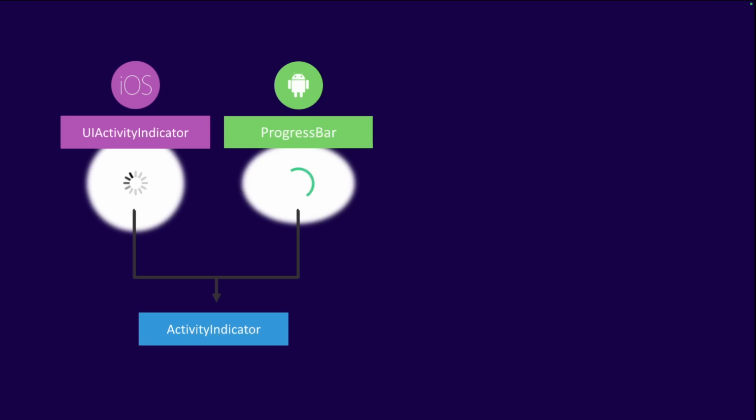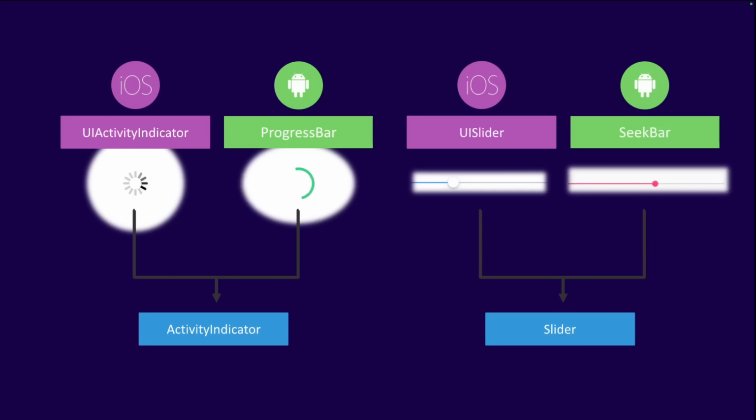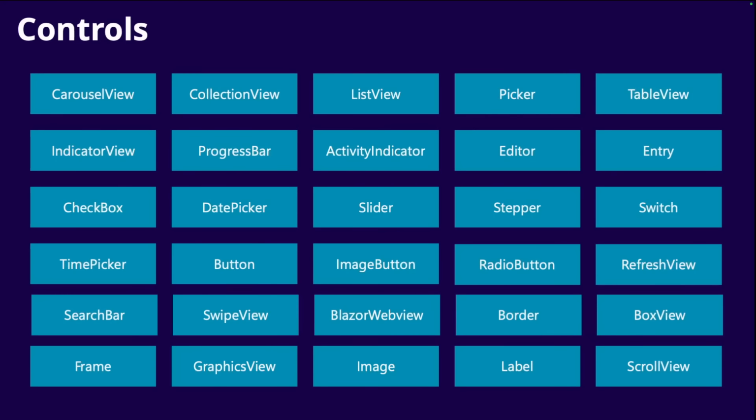You create an activity indicator in C# or in XAML, which is an XML-based markup language, and when you run your application, you get a native control based on the platform that you're running it on. And the same thing's true for other controls, like UI sliders and seek bars become a slider. And there are tons of different controls built directly into .NET MAUI that you have access to. The cool part here is that you can always create your own custom controls. There's even a 2D drawing layer as well, so you can draw anything that you want.